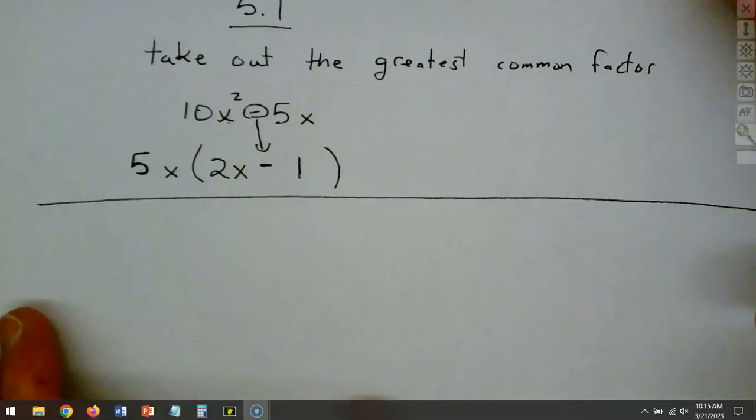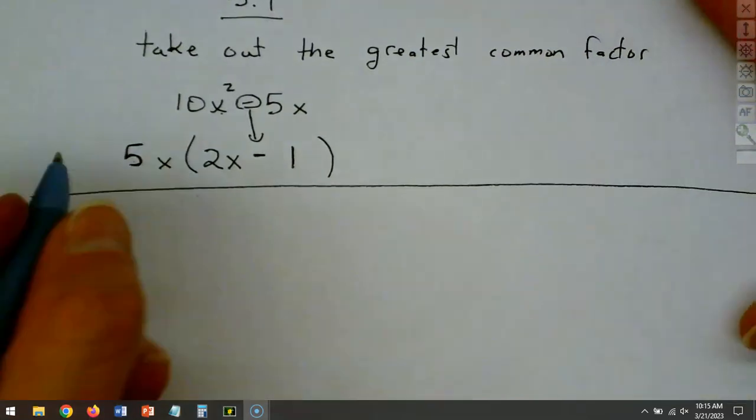We're going to do another one. Take out the greatest common factor.